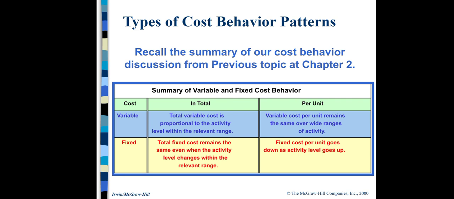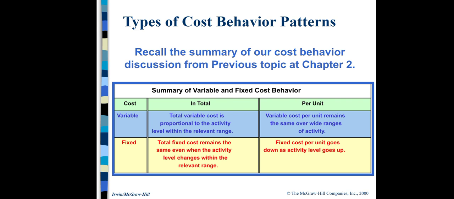It's different for the fixed costs. In total, fixed costs remain the same even when the activity level changes within the relevant range. But the fixed cost per unit goes down as activity level goes up. So in total, the fixed cost will remain the same within the relevant range, but the fixed cost per unit will decrease as the activity level goes up.